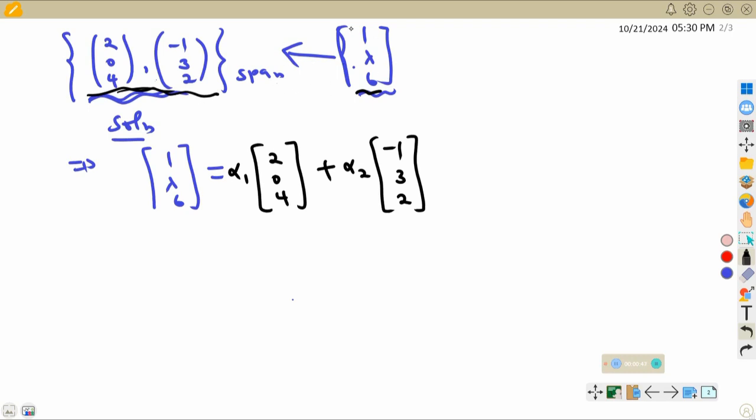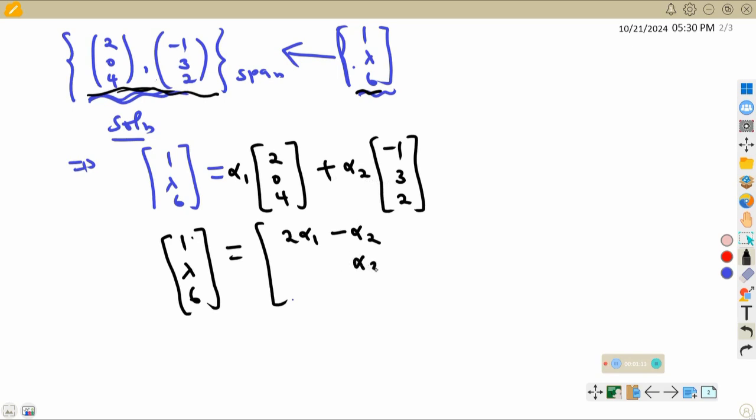So in other words, you want to show that this vector can be written as a linear combination of these vectors here. So for that case, we shall have 1, lambda, 6 equal to, then you can have this as 2 alpha 1 minus alpha 2. This will be 0, so this will be 3 alpha 2. This will be 4 alpha 1 plus 2 alpha 2.